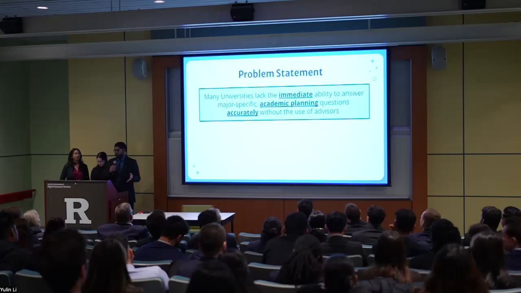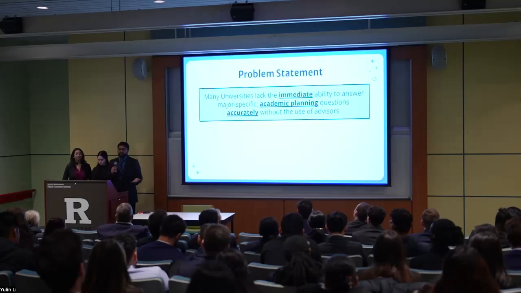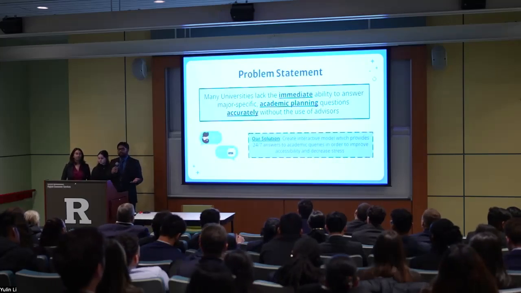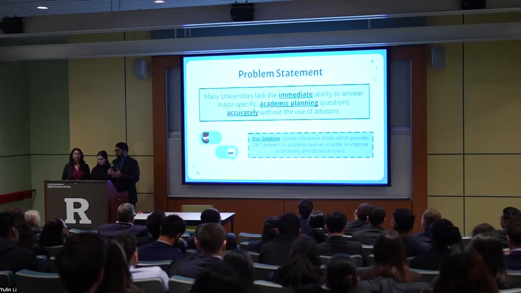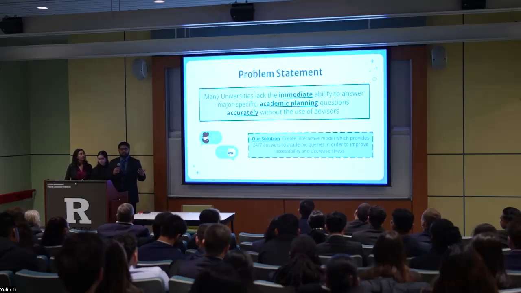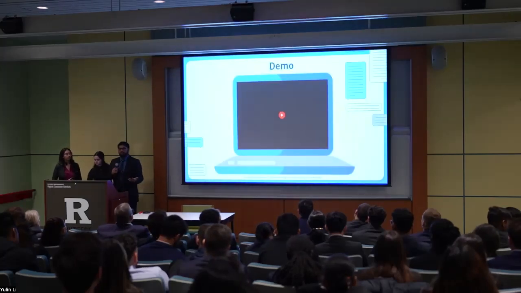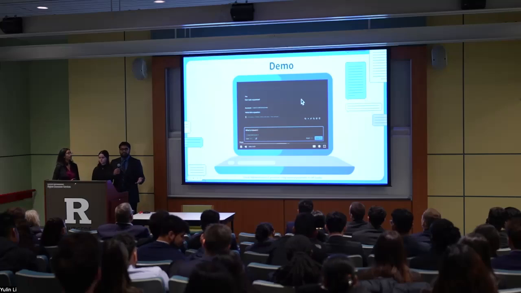Many universities lack the immediate ability to answer major specific academic planning questions accurately without the use of deans and advisors. And to combat this, our solution is to create an interactive model, which is the chatbot we have developed, which provides 24/7 answers to academic queries in order to improve accessibility and decrease stress in students that are planning their college curricula. And our proof of concept is we developed a chatbot for the School of Engineering, specifically for the Industrial and Systems Engineering department.